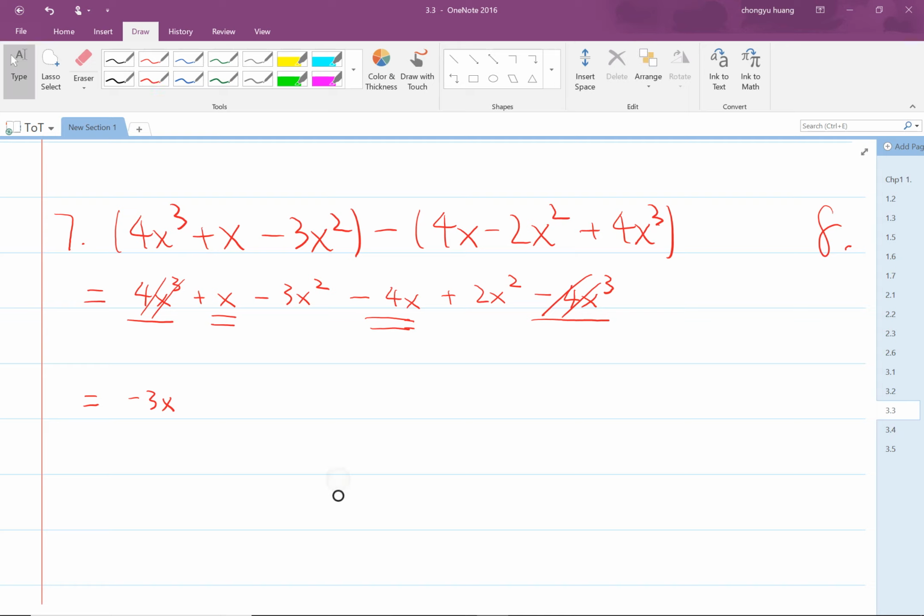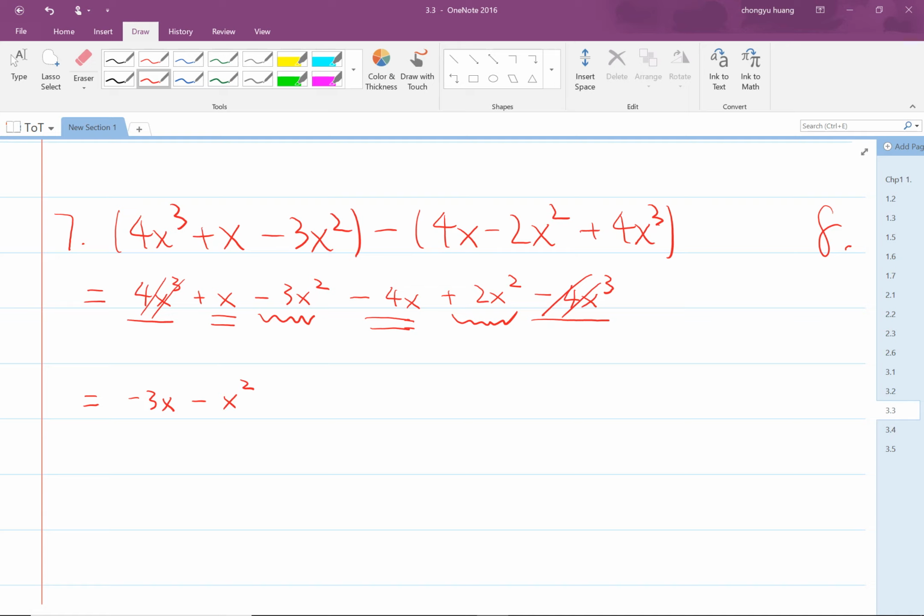And then after that, what we have is those two terms. We have a negative 3x squared, and then we have a positive 2x squared. So negative 3x squared plus 2x squared is actually negative x squared.